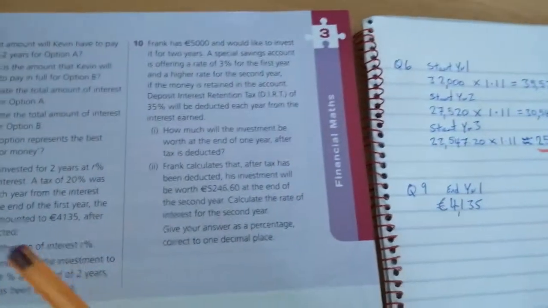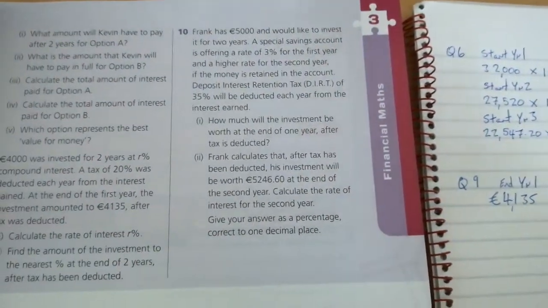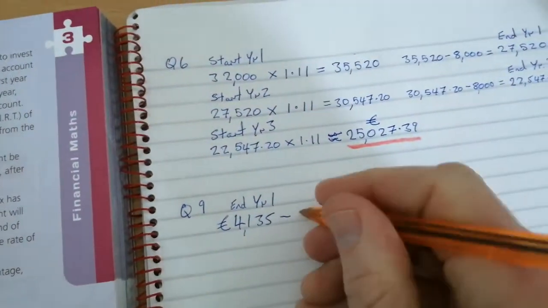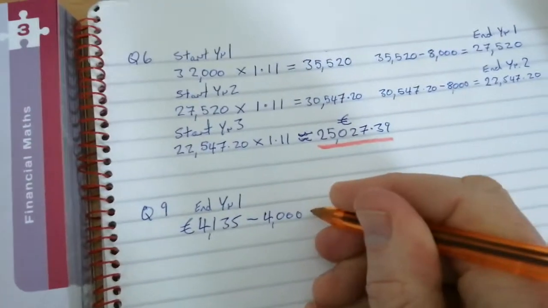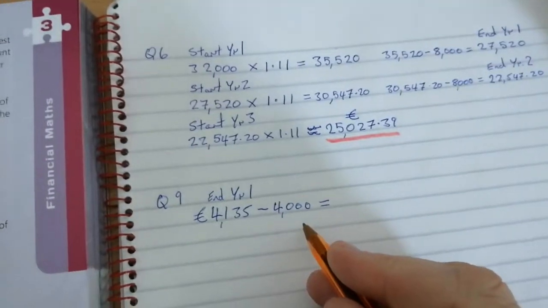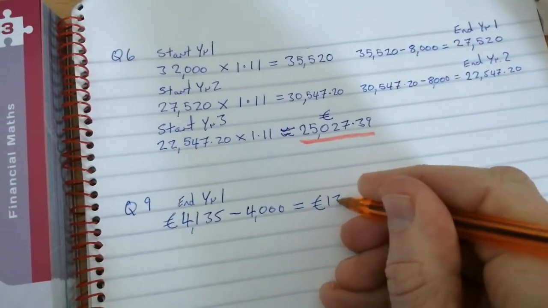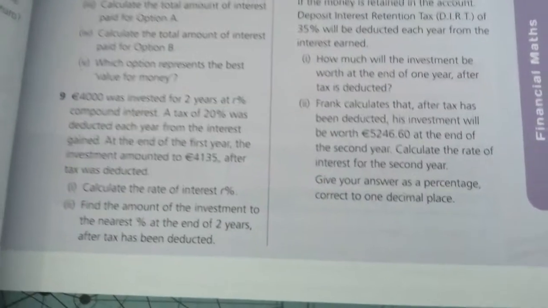So if that's what it amounted to at the end of year 1, well, we can figure out how much interest or how much earnings you got from that investment by subtracting the amount of the investment, the amount of money that you invested. So if I subtract 4,000 from this, I get 135. So what does that 135 represent?